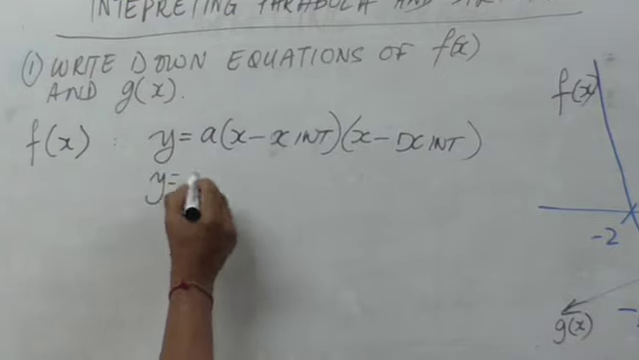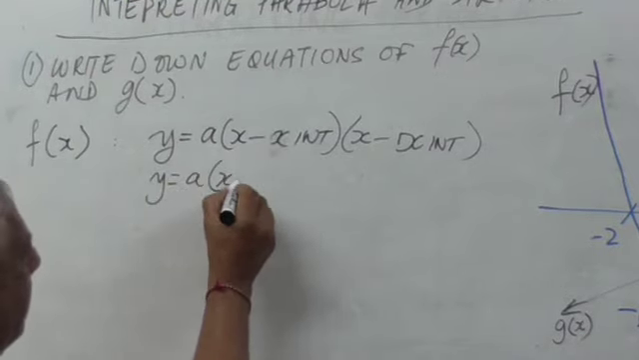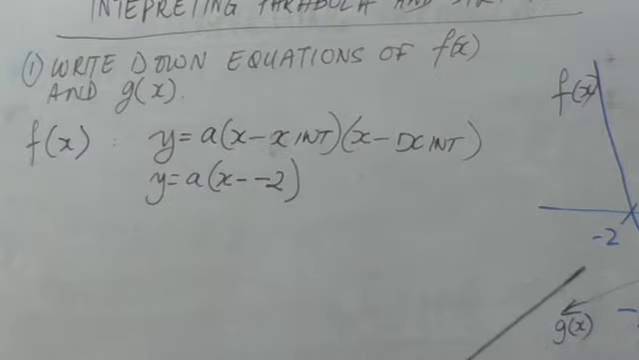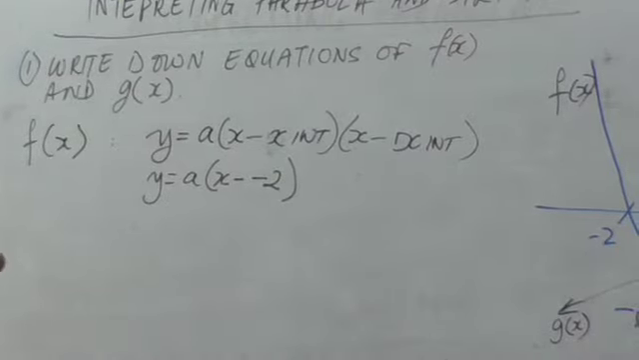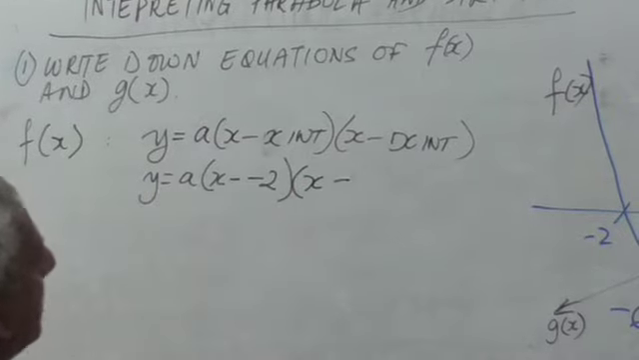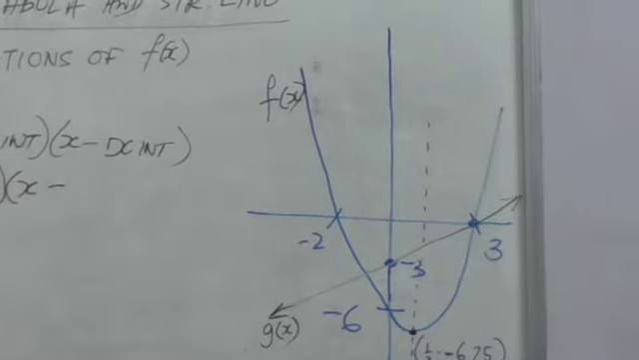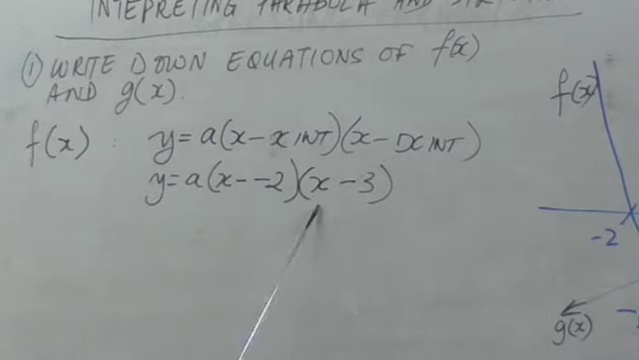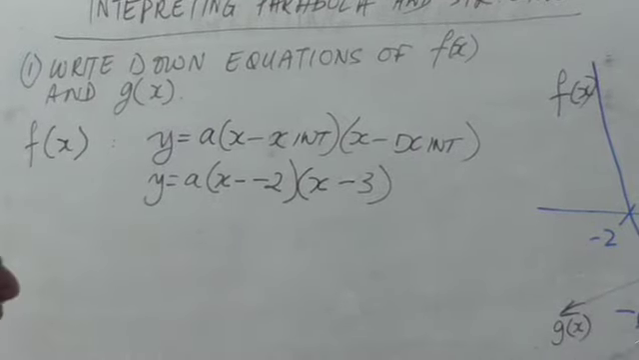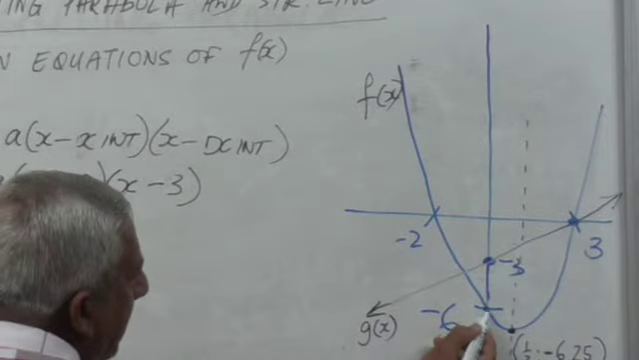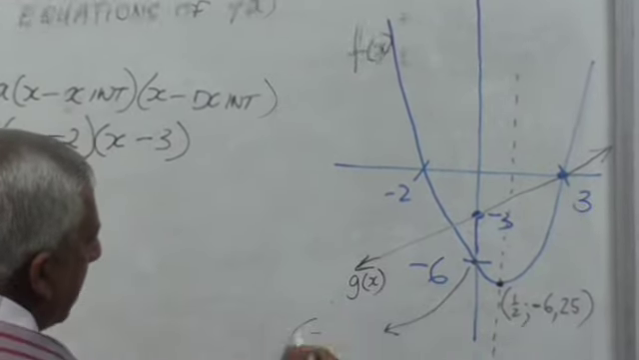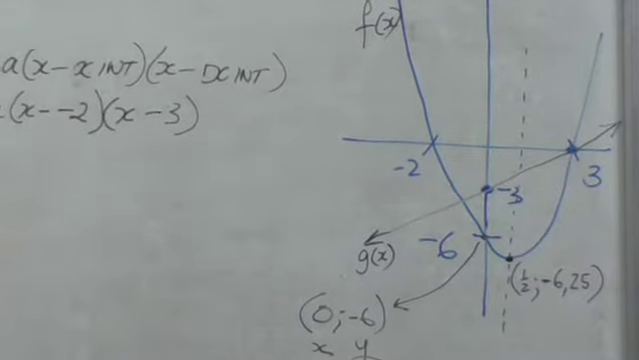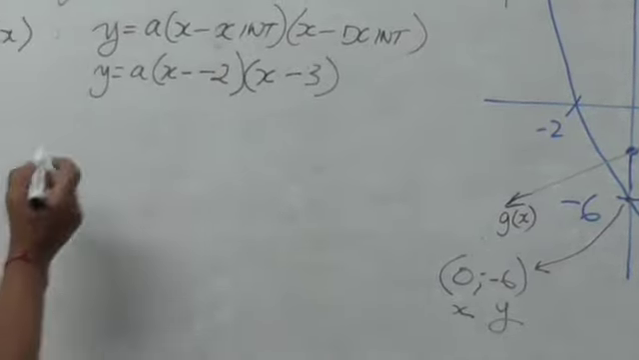So y is equal to a into x minus -2, we're putting that here, into x minus 3. Now we want to get rid of the x and the y. So we use the next point, which is -6, this point here. This point is actually (0, -6). That's x, that's y. So now y is -6.